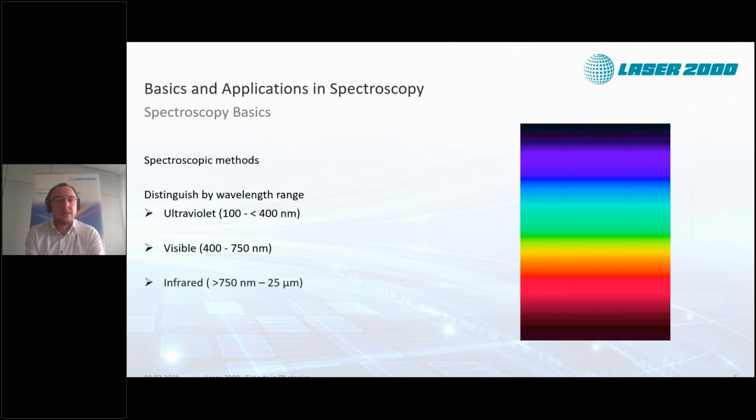Another common way to distinguish between the methods is to divide between the wavelength ranges used. This can be, for example, ultraviolet, the visible range, or the infrared range. Of course, you can go even further into the red direction and use terahertz, or go more into the blue and go from the ultraviolet to X-ray. This is also possible, but nothing to be covered within our webcast.